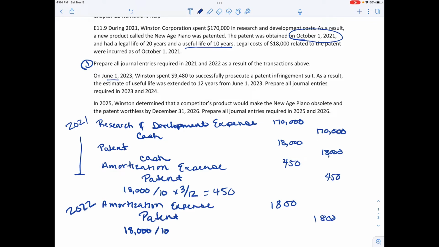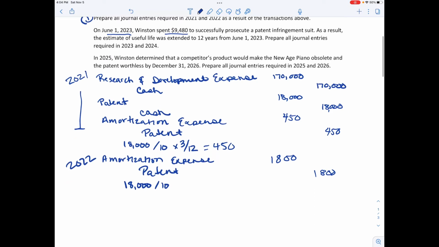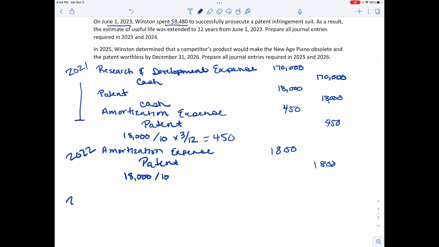Now in 2023, we spent another $9,480 on the infringement suit. That means our useful life was extended to 12 years. So we need to journalize everything from 23 and 24. So in 2023, first we're going to record that we spent some extra money for this patent. So we're going to increase the value of this patent, show that we spent cash, and that was $9,480.